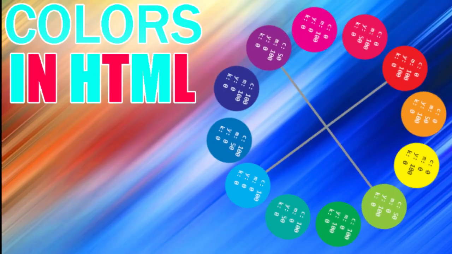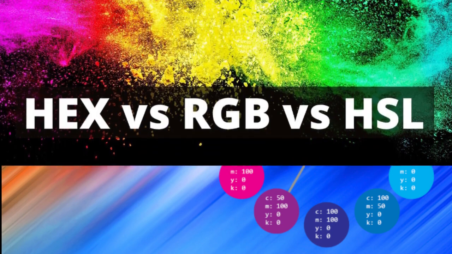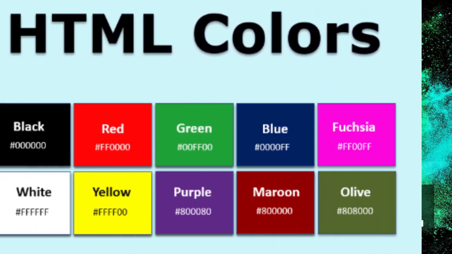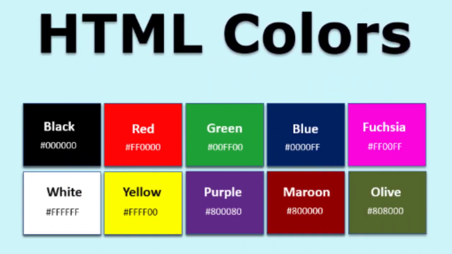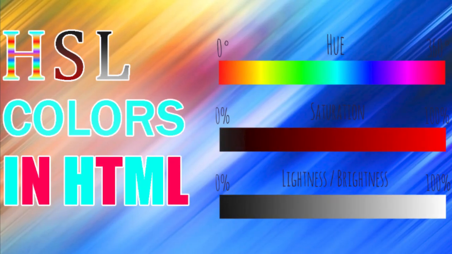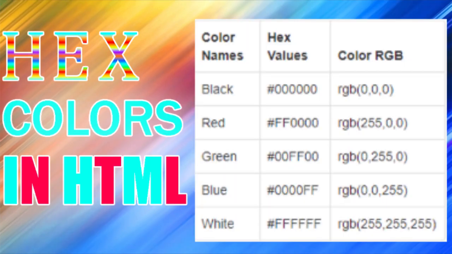Welcome. So the discussion of today is about colors in HTML, or its types, which are HEX, RGB, or HSL. So if we start from RGB, it stands for red, green, and blue. Moving to the next one is HSL, which specifies hue, saturation, or lightness, H for hue, S for saturation, L for lightness, and HEX stands for hexadecimal.